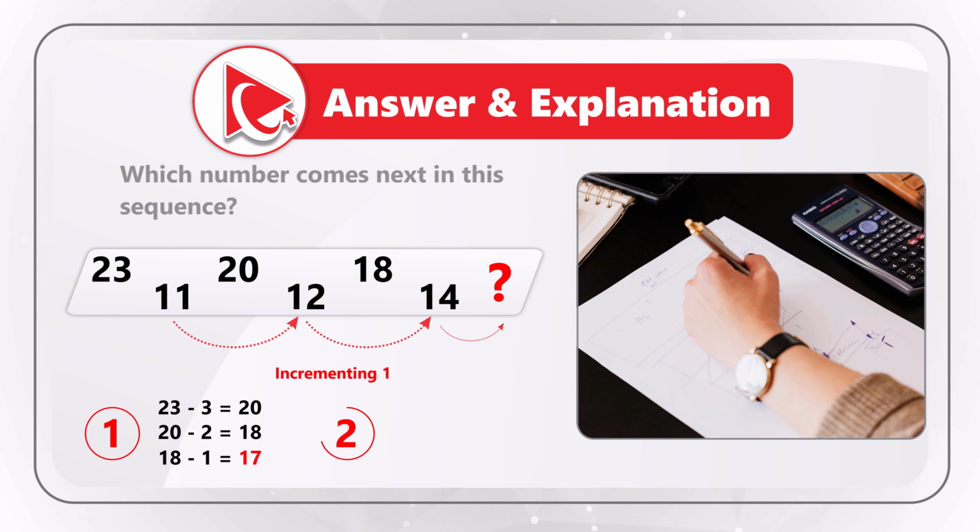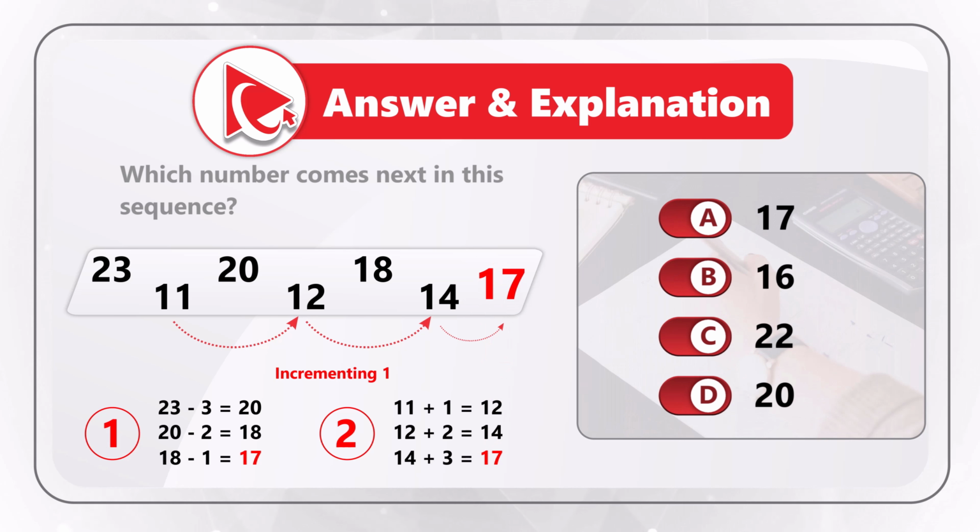11 plus 1 equals 12. Then we increase the increment by 1, and we increment 12 by 2, which leads us to a result of 14. Then the next number, the missing number, is calculated as 14 plus 3, which is equal to 17. So the correct answer here is choice A, 17.